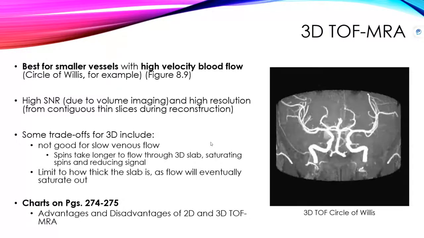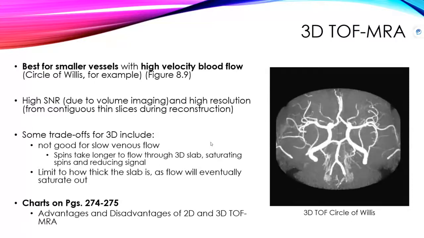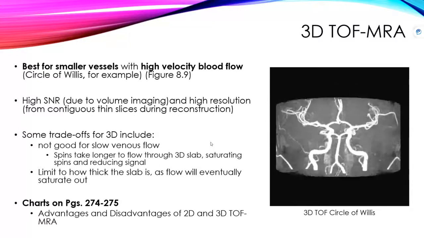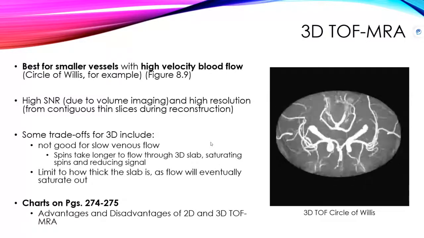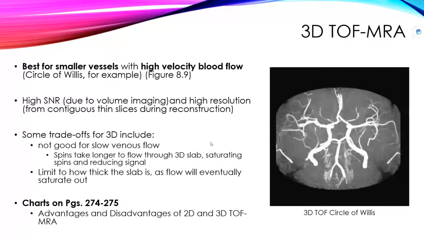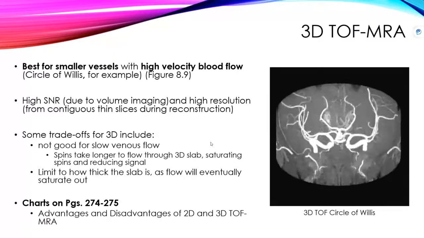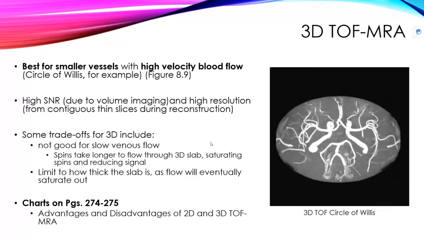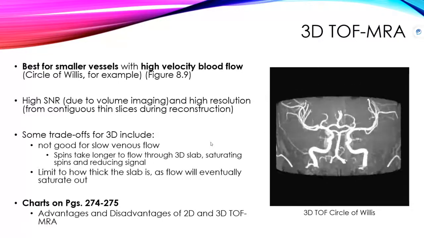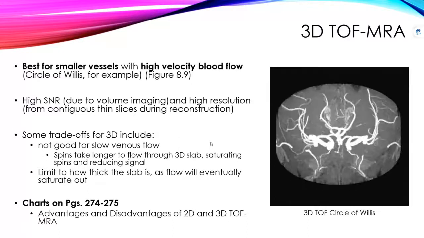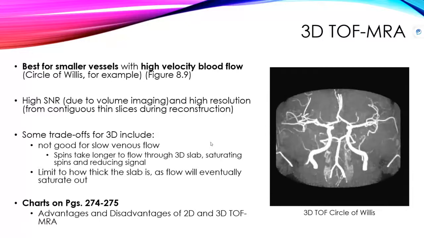Now, if you go to page 274 and 275, there are these 2 charts that give you the advantages and disadvantages of time of flight, 2D and 3D. And just in general, MRA advantages and disadvantages, and then 2D, 3D advantages and disadvantages. Look at them and read them. You're not going to get tested on these too much, for me at least. But it's good to know the difference and the advantages and disadvantages for when you start working, because you're going to have to be the one to make that call.